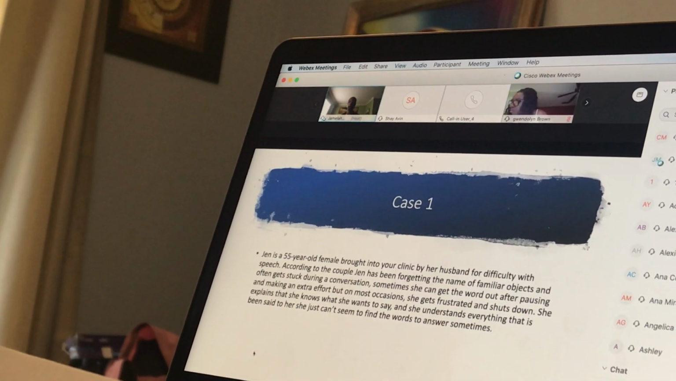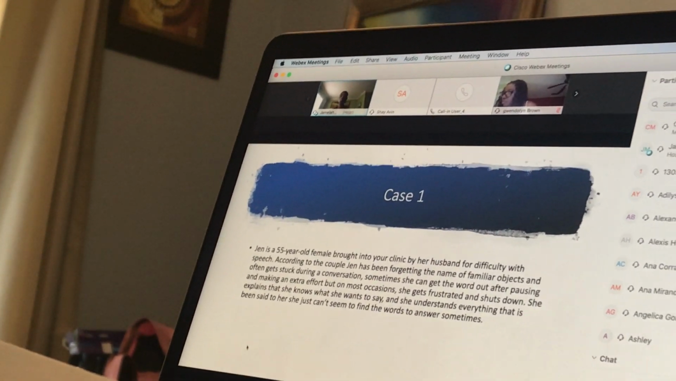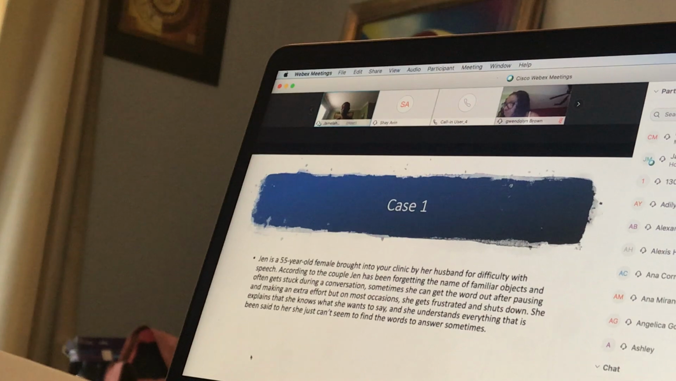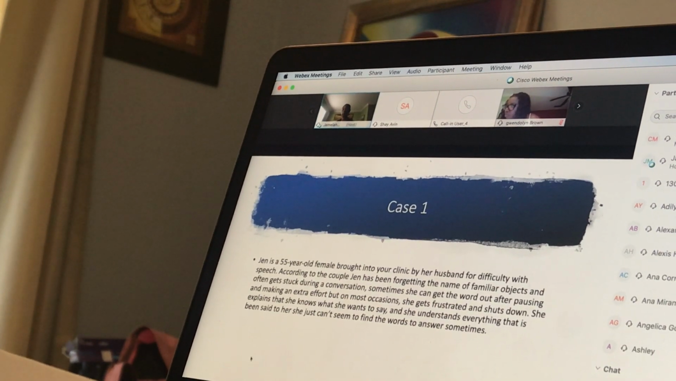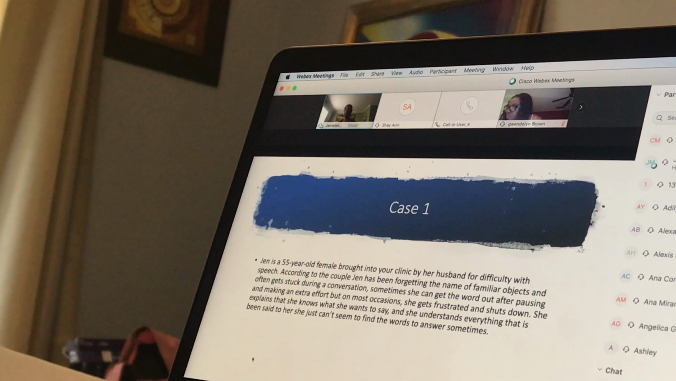Okay, we want to ask, is she right-handed or left-handed? Because then we're trying to deduce which part of the brain is being affected. Okay, and these will help us with our differential diagnosis in the future. But now we have to figure out how we're going to assess her.